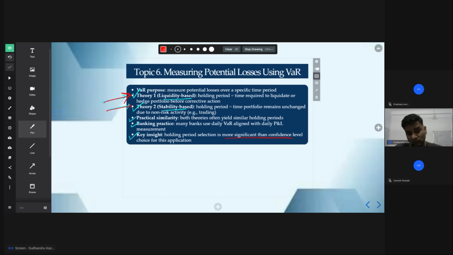If you take daily VaR, it might be 10 million. If you take 10-day VaR, it might be 31.6 million. So simply extending the holding period can triple the estimated risk. That's why it is the most critical assumption in your VaR measurement.